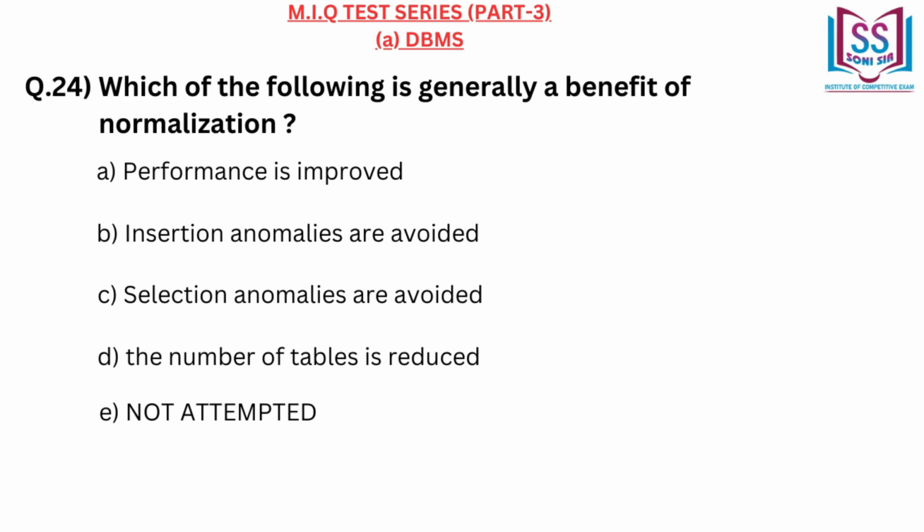Which of the following is generally a benefit of normalization? A. Performance is improved. B. Insertion anomalies are avoided. C. Selection anomalies are avoided. D. The number of tables is reduced.